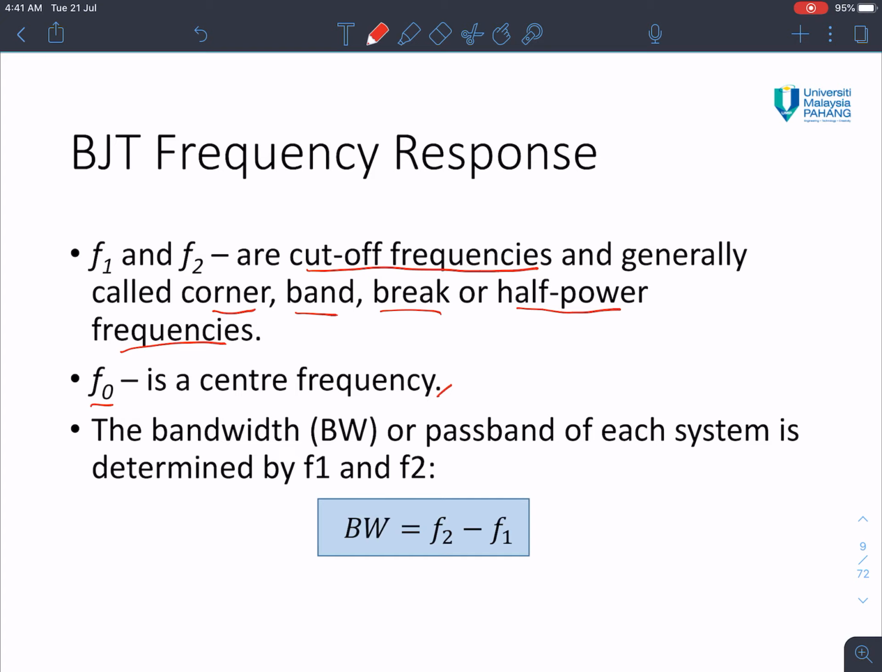Then BW, the bandwidth or pass band of each system, is determined by F1 and F2 from this formula. Bandwidth equals F2 minus F1.